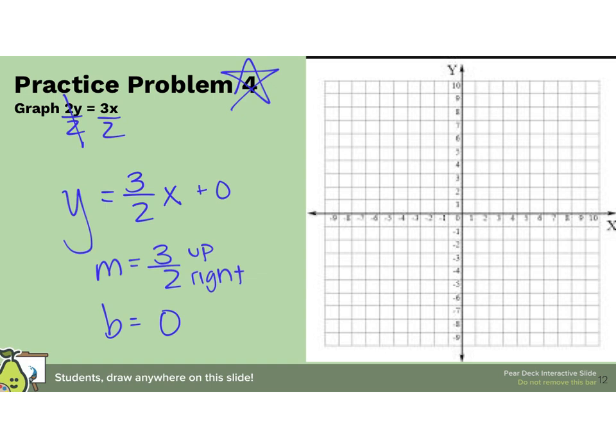So we start by putting the y-intercept on the graph. It's 0, so that means I'm starting at the origin. Now use your slope. Go up 3 and right 2. Put a point, up 3, right 2. Put a point. Here's your line. Make it long. Lines have arrows. That's it.